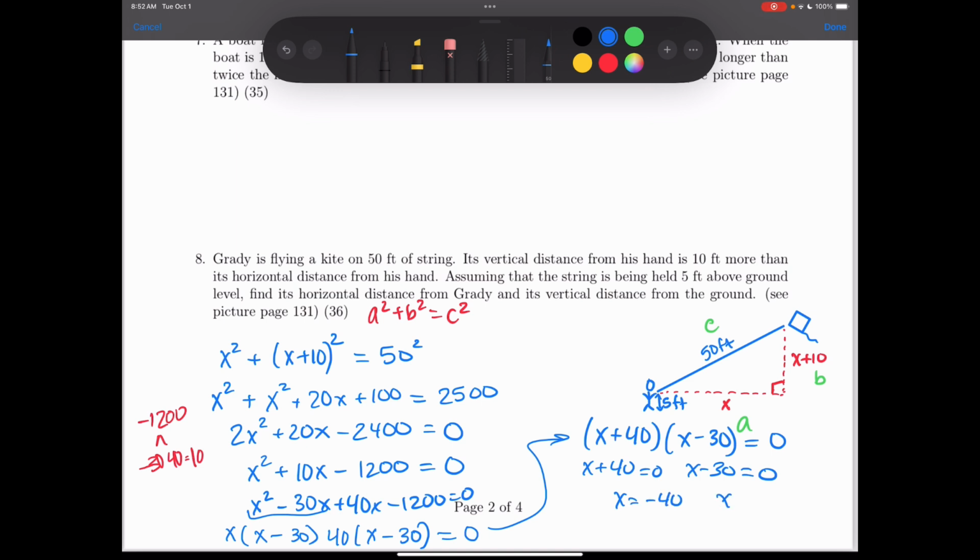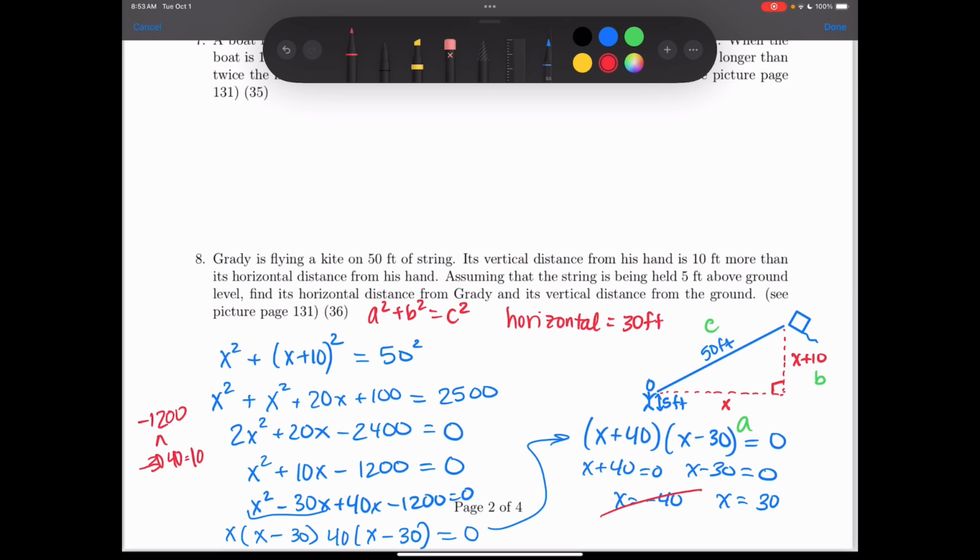Now, what do we notice about this? You can't have a negative side length, so that one's gone. I'm running out of room here, so I'm going to write it up here. So the horizontal distance, which is this value, is 30 feet.